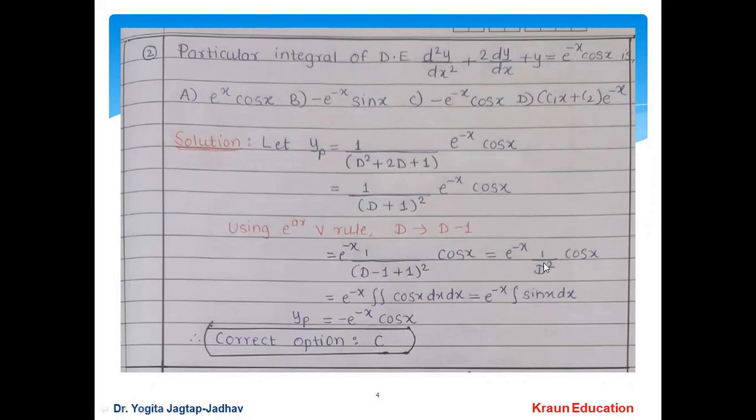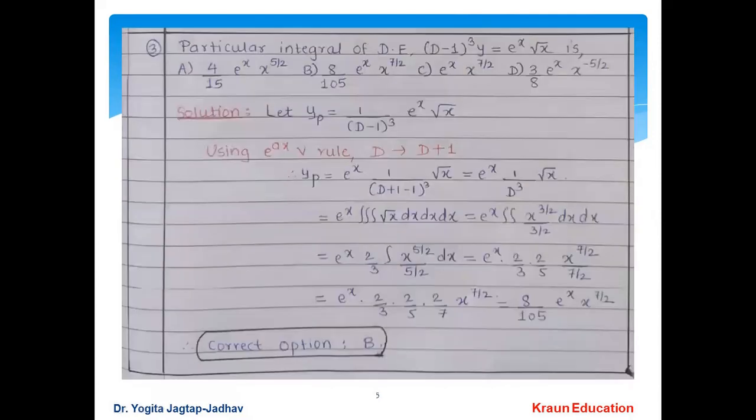Otherwise, you can also replace the d square by minus a square quantity. You know, the value of a is equal to 1. Therefore, in a single step, you will get the answer. After replacing d square by minus a square, that is minus 1, you have yp equal to minus e raised to minus x into cos x. Otherwise, you can take double integration of this cos x and you will achieve the same solution. Therefore, you have yp equal to minus e raised to minus x cos x, and therefore the correct option is C.